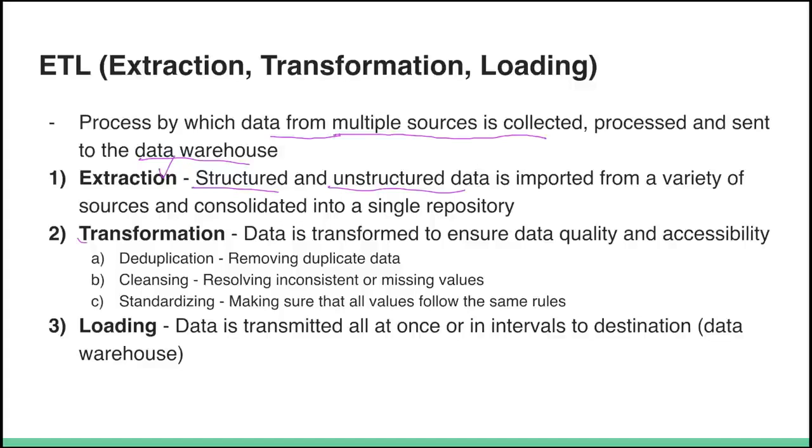Now, transformation is when we take all this data that we've gotten from these software systems, and we standardize it. And then we make sure that it has an appropriate level of quality and accessibility. Some examples of what we would do in transformation would be deduplication, so removing duplicate data, cleansing, so removing inconsistent or missing values that would throw off any analysis, and standardizing, so making sure that all values follow the same rules and are also in the same structure.